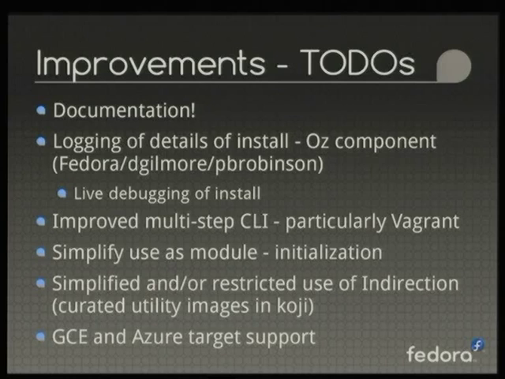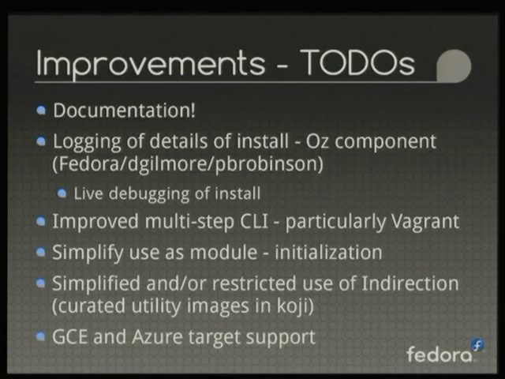I talked a little bit about indirection. It's very powerful, and we have, in fact, used it. But there's two problems with it, really. One is that, in some ways, it's almost too powerful. I don't think we really want to allow people to do any arbitrary thing inside of a VM that they've spun up to modify another image.